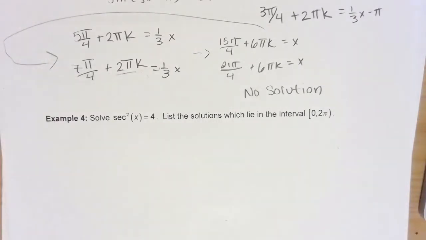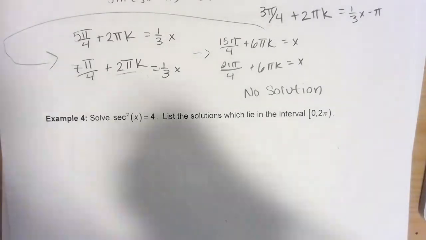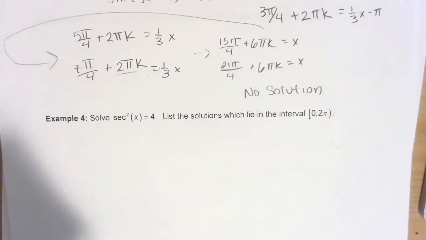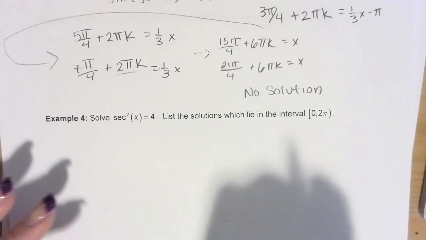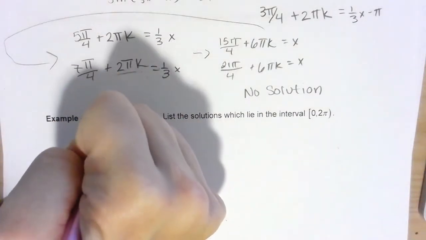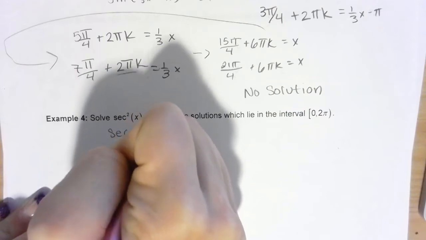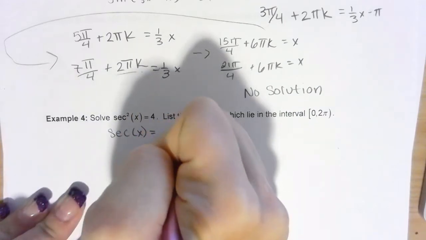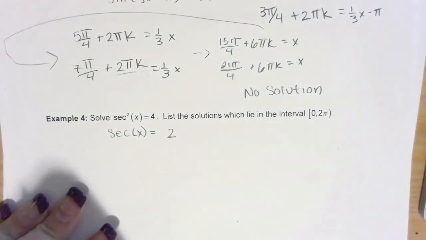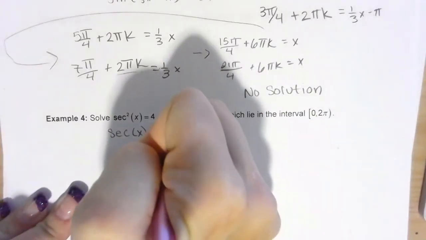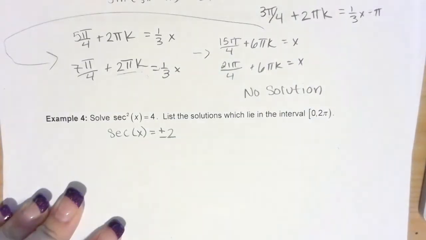Alright, solve secant squared of x equals 4. So the first thing we're going to do, guys, is take the square root. Get rid of that square. So I get secant x. When we take the square root, we get 2. But when we take a square root, we also get plus or minus.